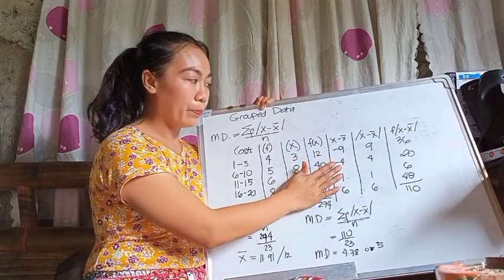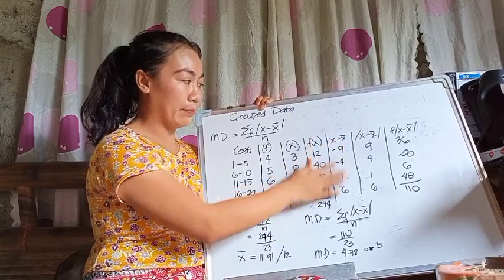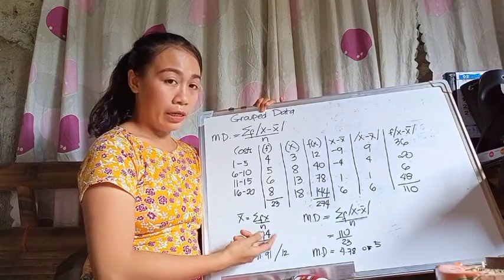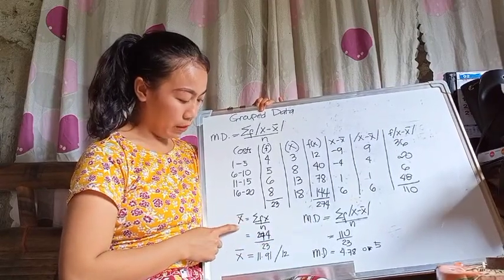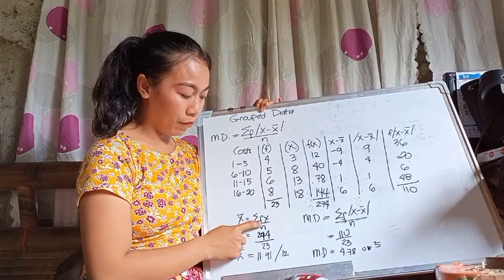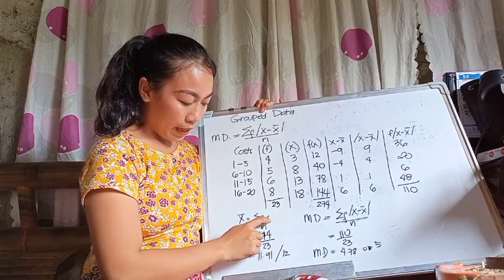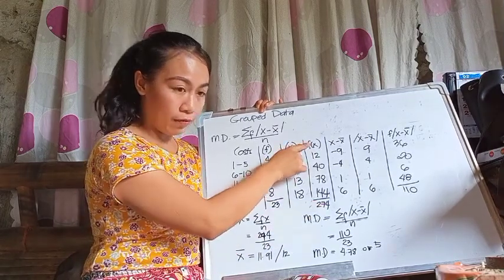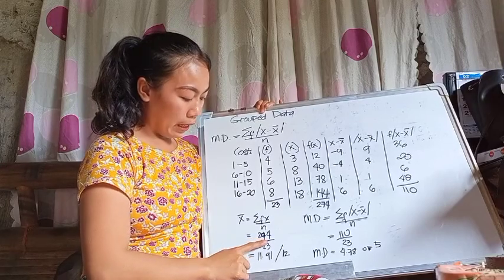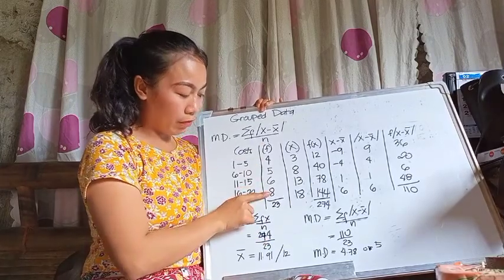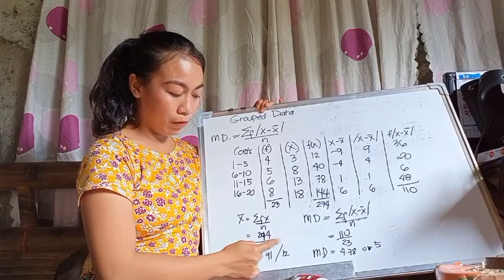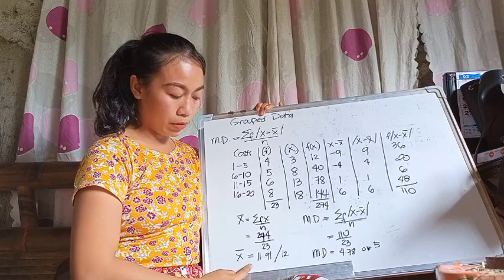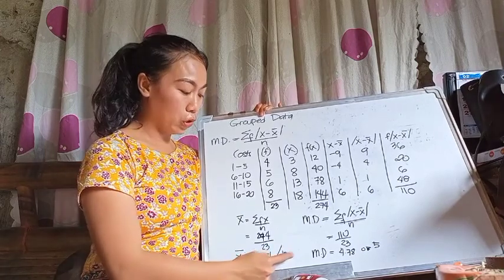So, next step is to compute the mean. Before that, we have to compute our mean. Here is our formula. So, mean is equal to summation of f absolute x over n. Our answer here in the f and x is 274. And the n is our total frequency, which is 23. So, 274 divided by 23, the mean is equal to 11.91 or 12.